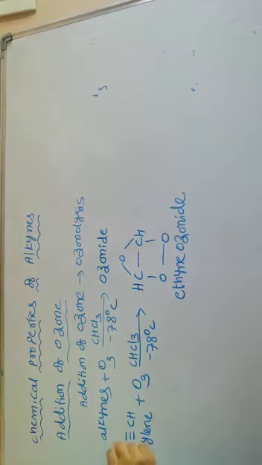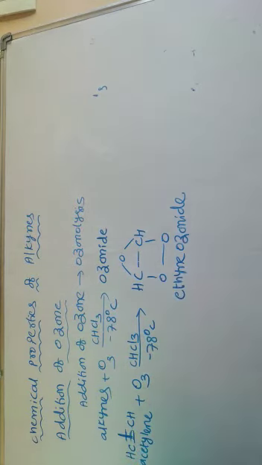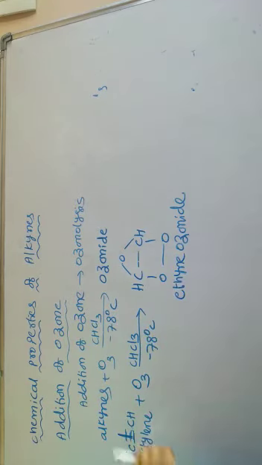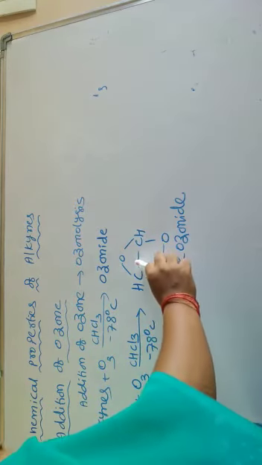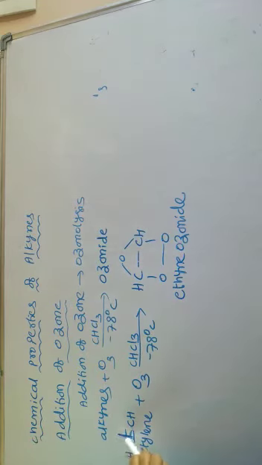So here only breaking of 2 pi bonds takes place, and there is a presence of 1 bond between the 2 carbons. But in alkenes there is a breaking of the 2 bonds and there is no bond between the carbons. But in the case of alkynes there is a bond between the 2 carbon atoms. Only breaking of the 2 pi bonds takes place in the case of alkynes.